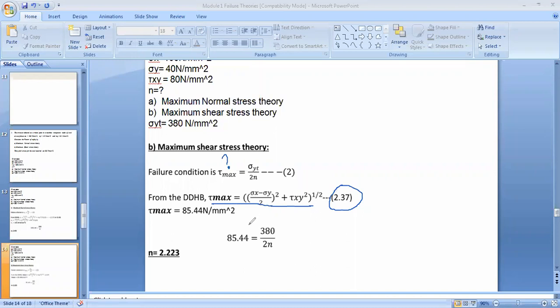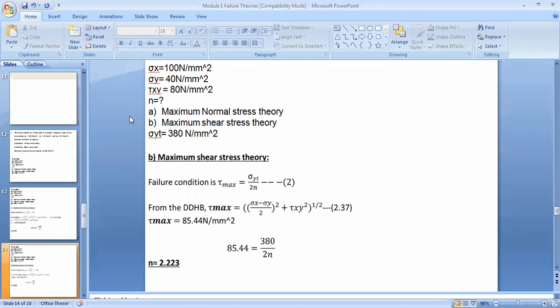Then back substitute this value into the equation. Finally, we get the factor of safety n equal to 2.223. This is the way you have to calculate the factor of safety. Clear? Is there any doubt?